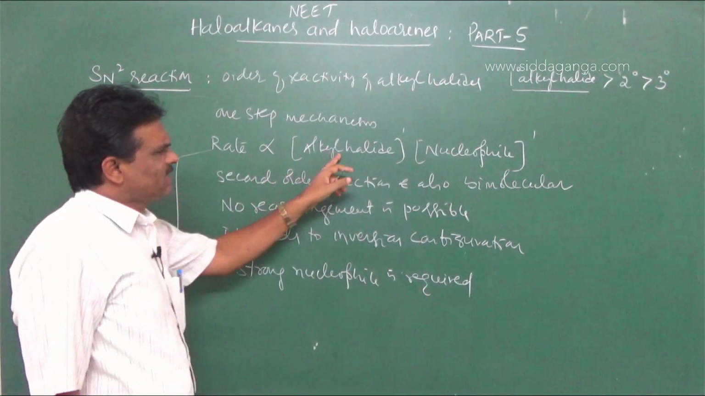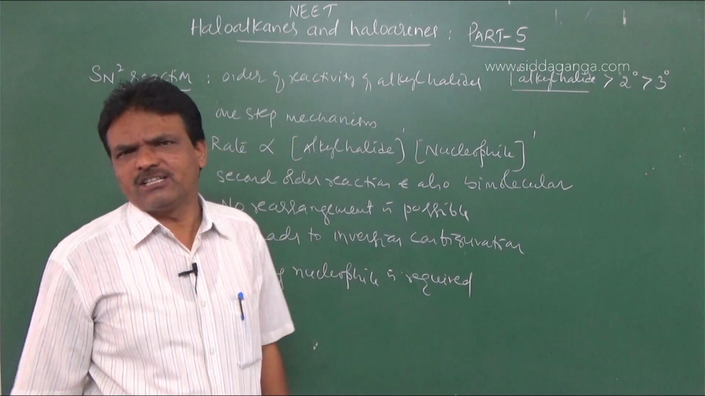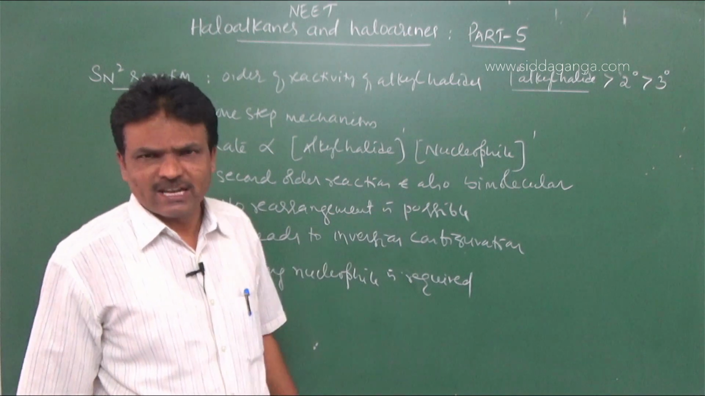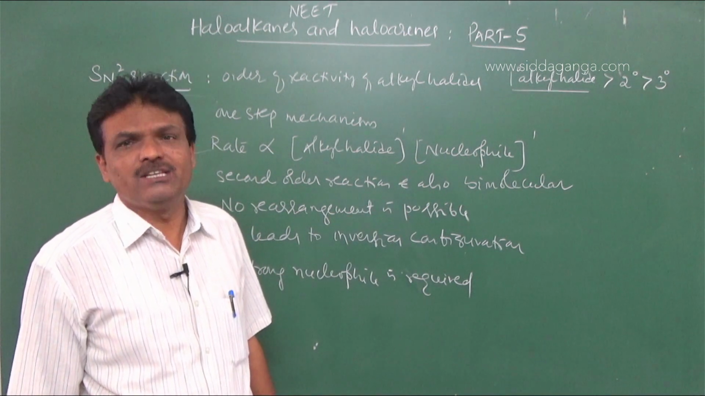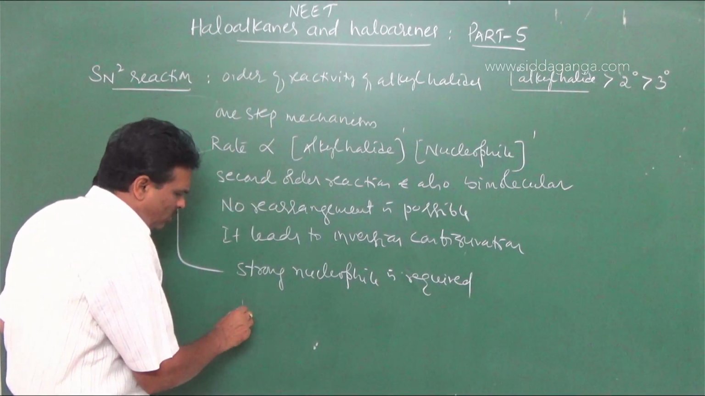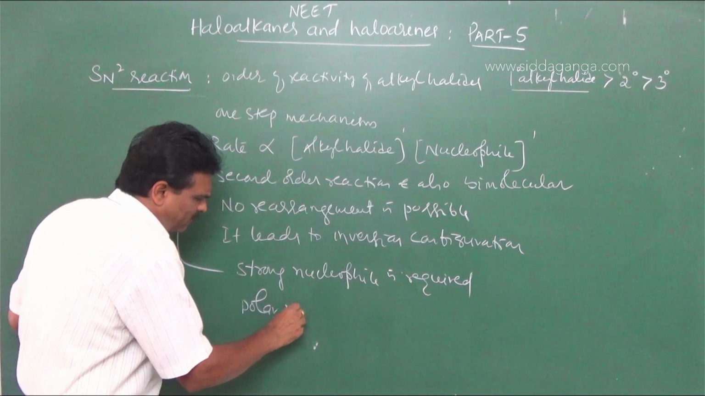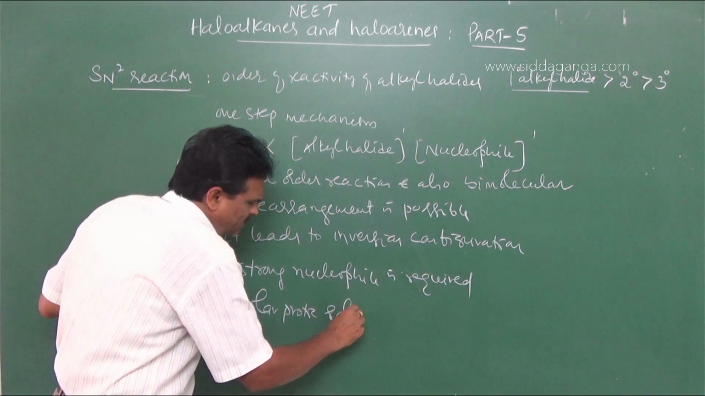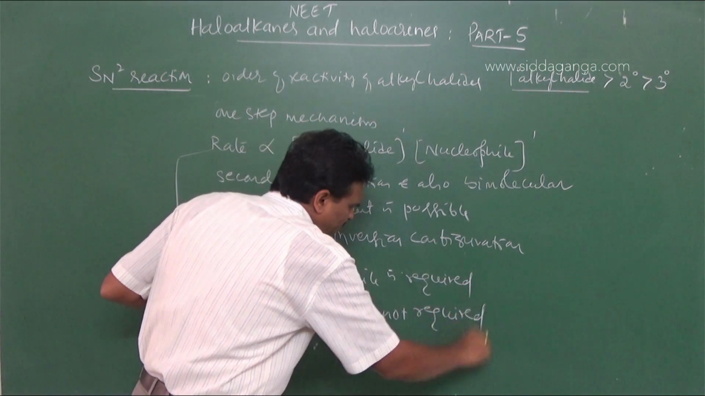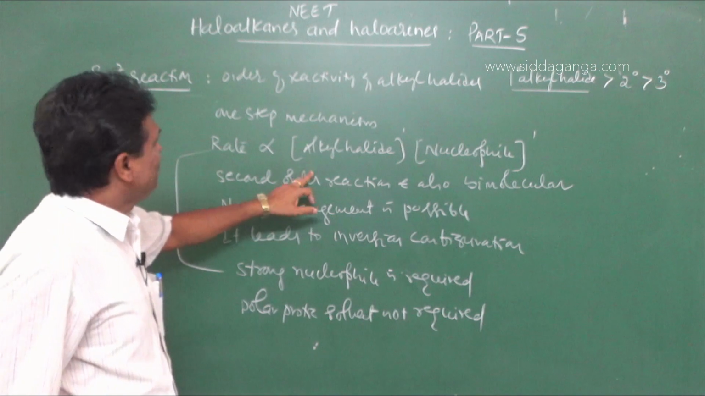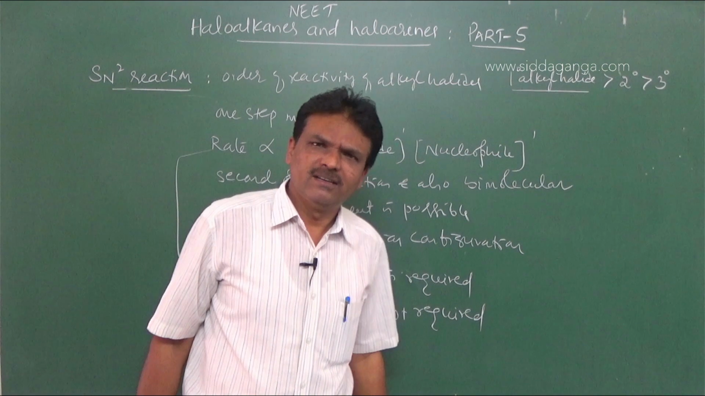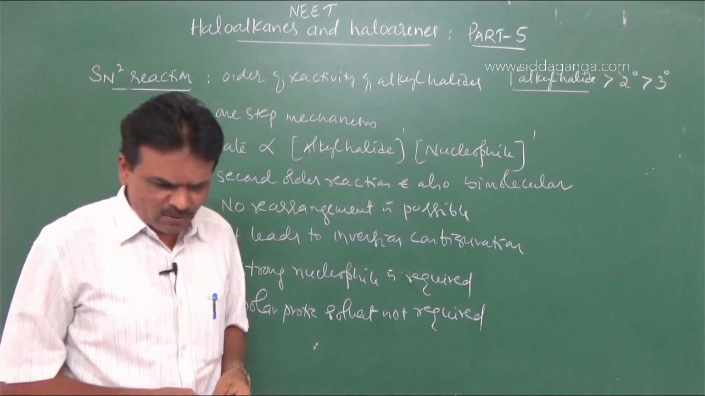And also, since it is a one step, no dissociation takes place. Hence, even in the absence of polar protic solvents, the reaction occurs. Means polar protic solvent is not required. So these are all the points included in SN2 reaction. Clear? So this is about SN1 and SN2 reaction.